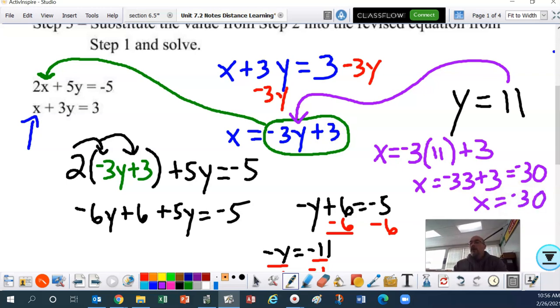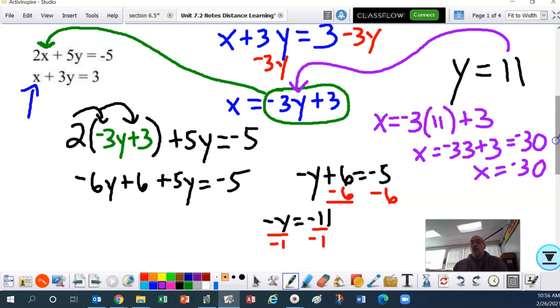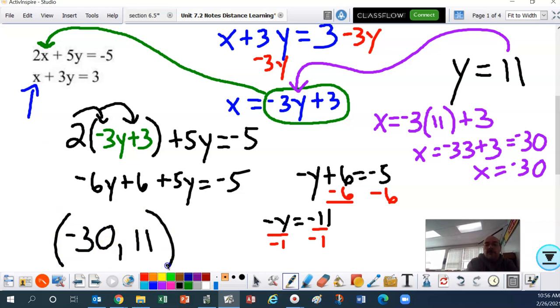My final answer here, folks, we're going to write this as an ordered pair. Where do these two cross each other? They cross each other at negative 30, comma 11. Hopefully I didn't mess up on any of my algebra there. I don't think I did, but that's what we get for that one.